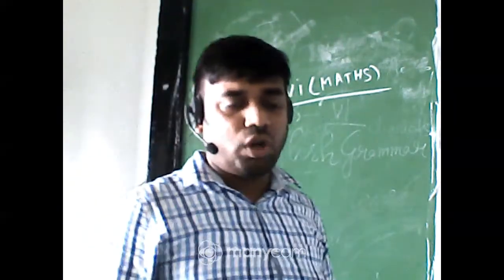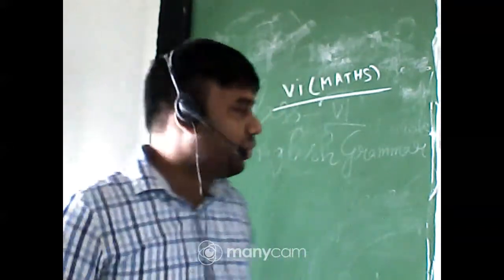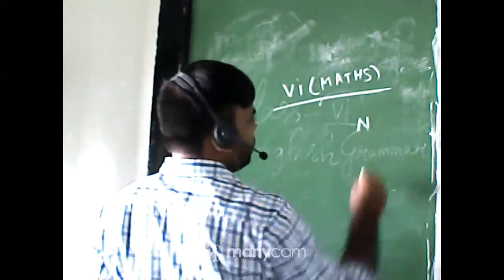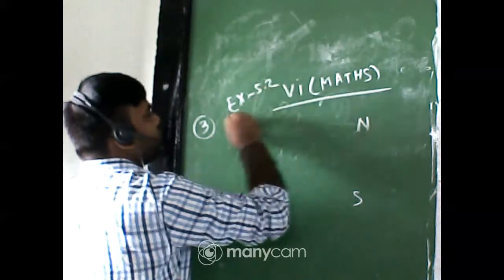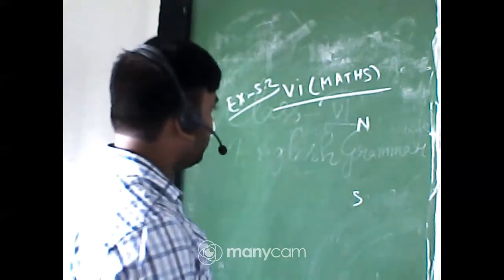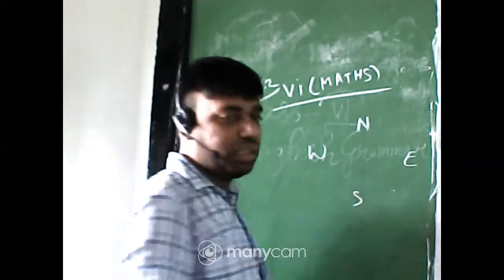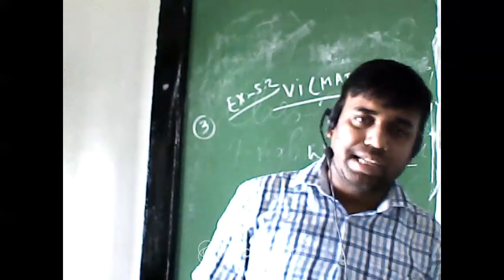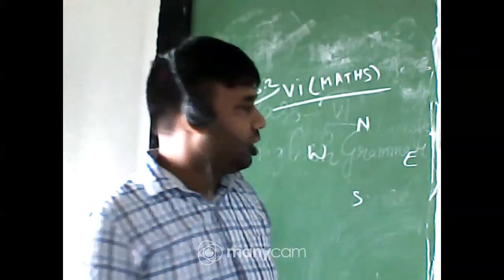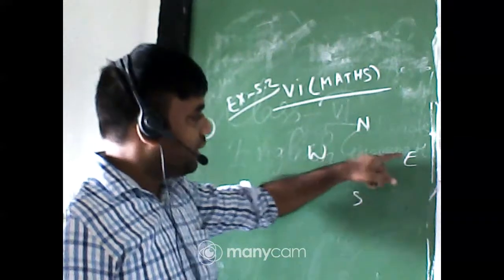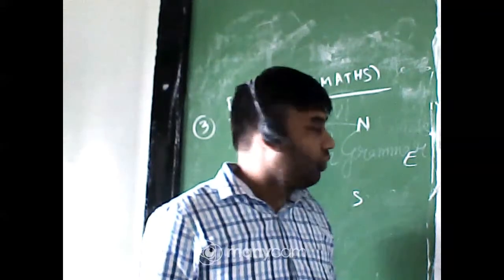Before solving question number 3 we need to learn something, that is the direction. The 4 major directions are north, south, east and west. Next we have to learn what is the angle between two consecutive directions. Consecutive direction means if I take north, then east and west are the consecutive directions of north.